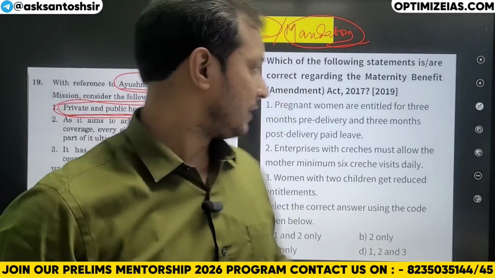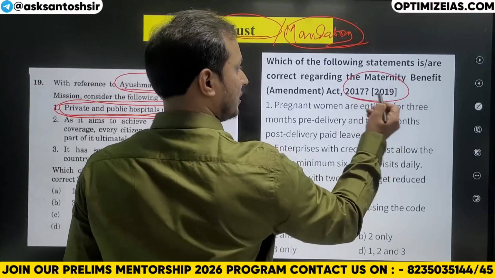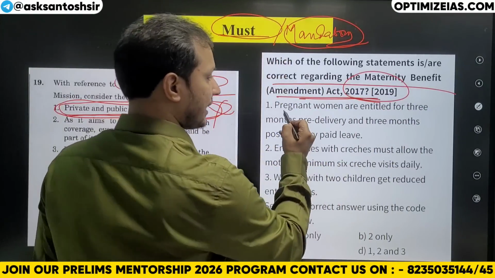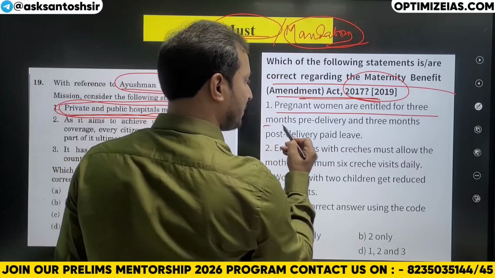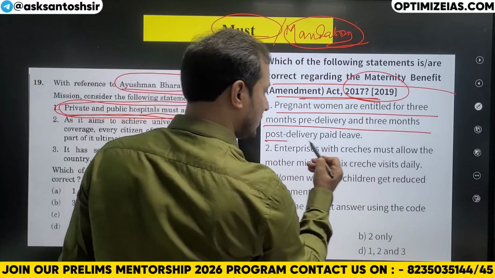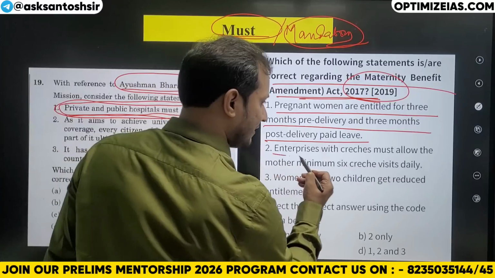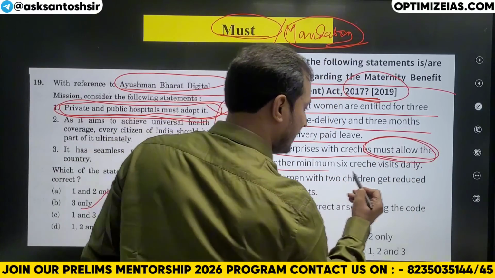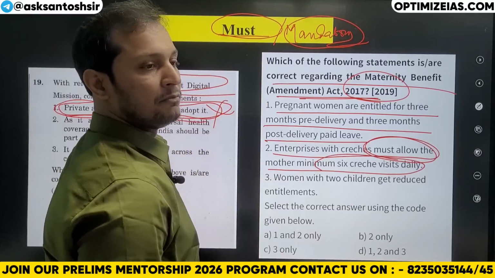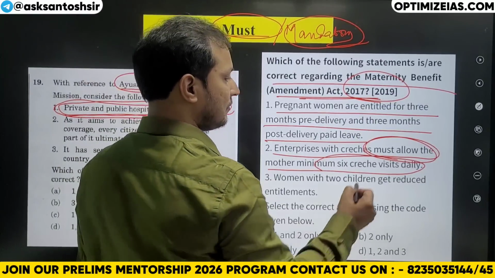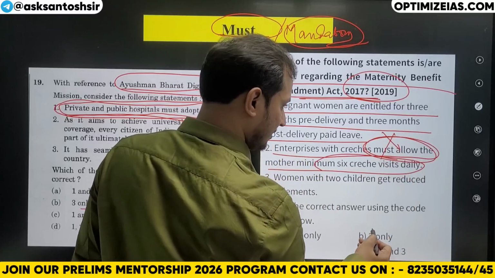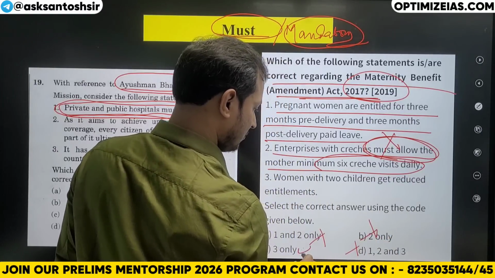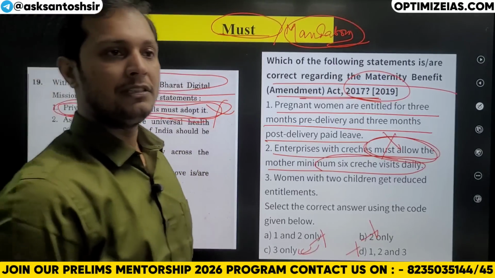Again, I'll show you one question. A 2019 question. With reference to the Maternity Benefit Amendment Act 2017: Pregnant women are entitled to 3-month pre-delivery and 3-month post-delivery paid leave. Enterprises with creches must allow the mother a minimum of 6 creche visits daily. Must allow. We get the answer 3 only.